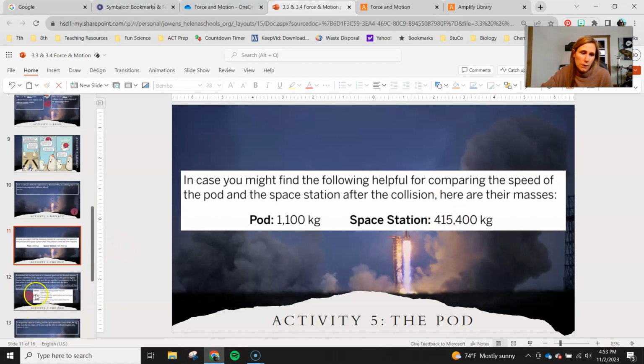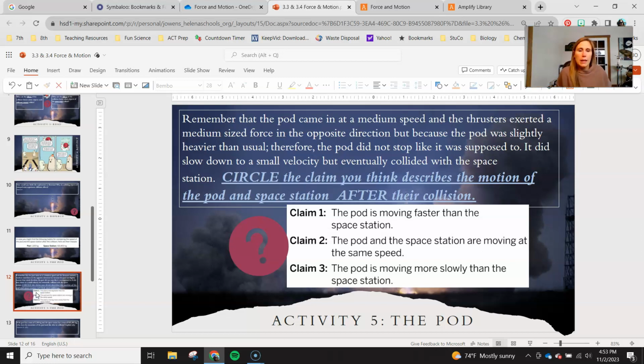Okay, so using that information, you guys are going to look at these 3 claims. Remember that the pod came in at a medium speed and the thrusters exerted a medium-sized force in the opposite direction, but because the pod was slightly heavier than usual, the pod did not stop like it was supposed to. It did slow down to a small velocity, but eventually collided with the space station. So right before it hit the space station, it was going a small velocity, whereas before the thruster force, it was just going a medium velocity. So we're actually seeing 2 forces here. We're seeing the first force from the thrusters on the single object, the single pod, and then after that didn't stop it, we're going to see the force of the collision and what happens after that.